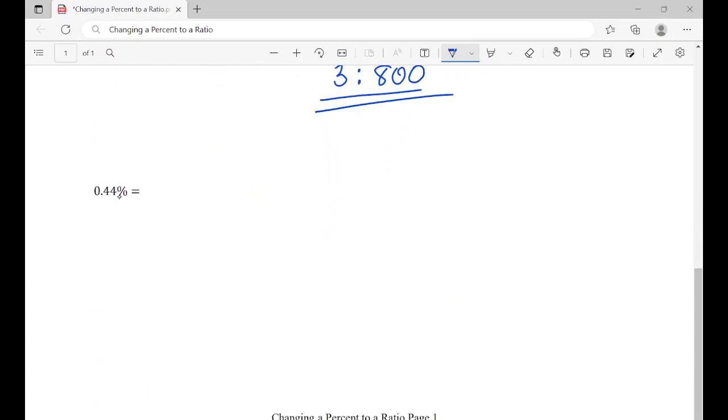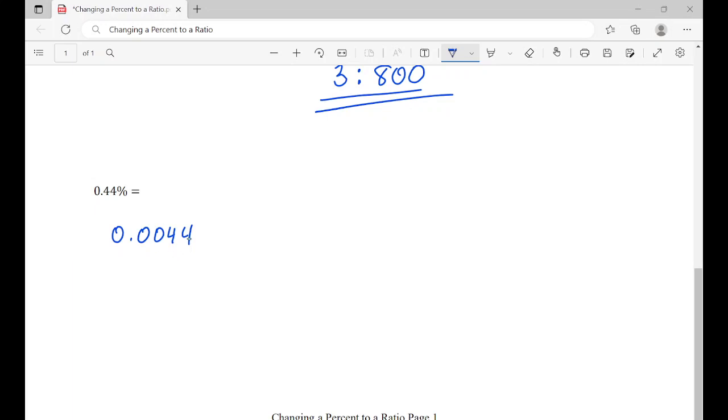Last, we have the decimal percent of 0.44%. So this one's a little bit odd, so I'm going to do things just a slight bit different. I'm going to convert this from a percent to a decimal by moving the decimal place over 2 spots to the left. So I'm going to get 0.0044. So all that is just moving the decimal place over 2 spots to the left.